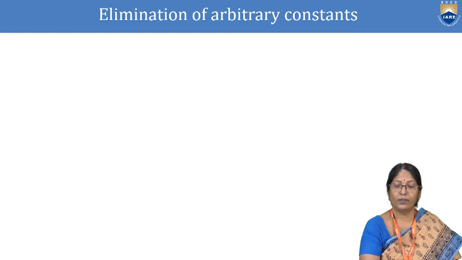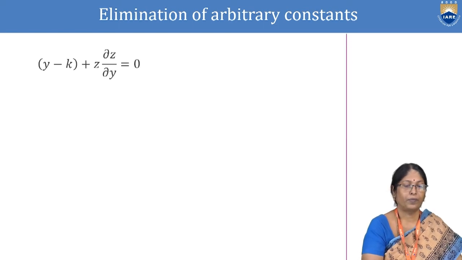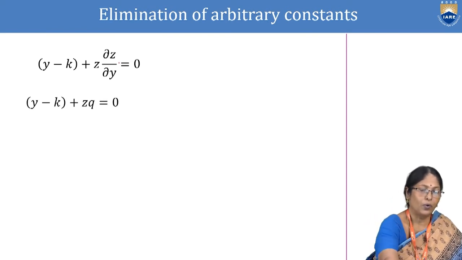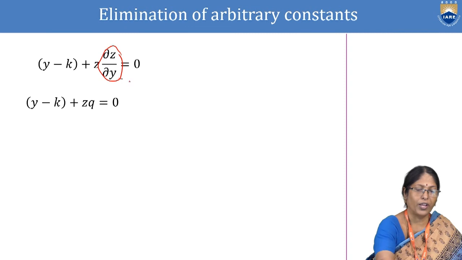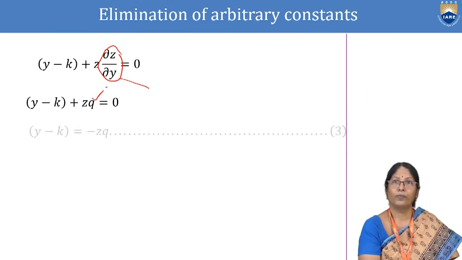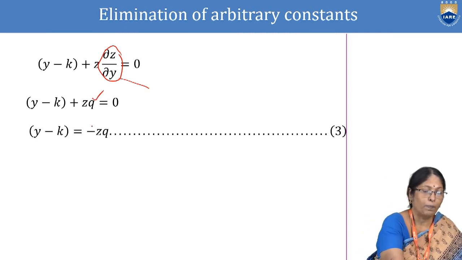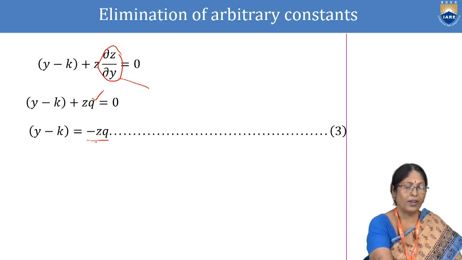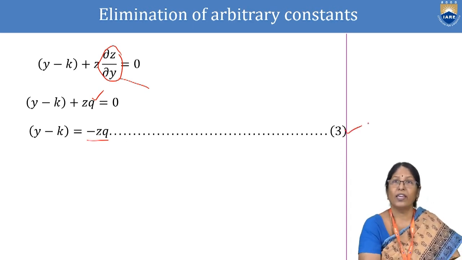So we know it. So y minus k plus z dou z by dou y equal to 0. Dou z by dou y, the notation is q. The plus zq, it has next side we have brought it. So minus zq, it is named as equation 3.